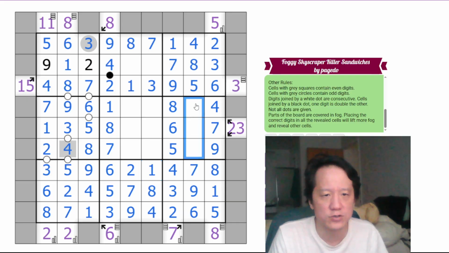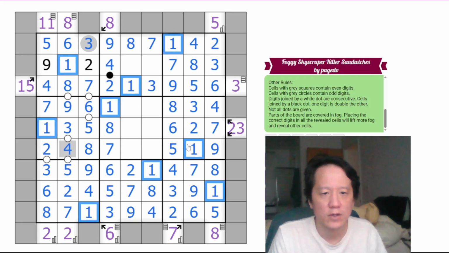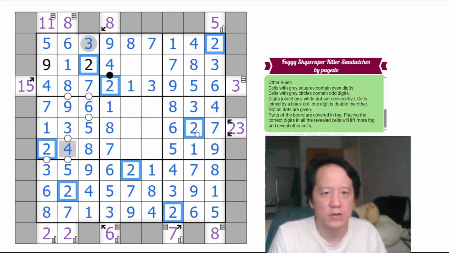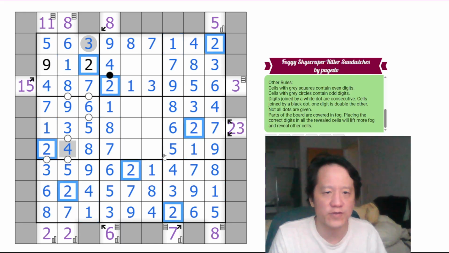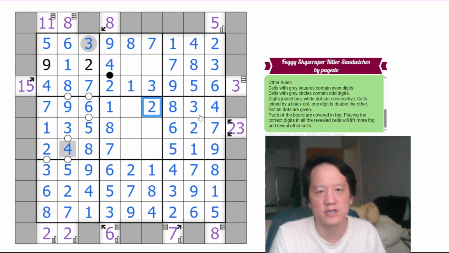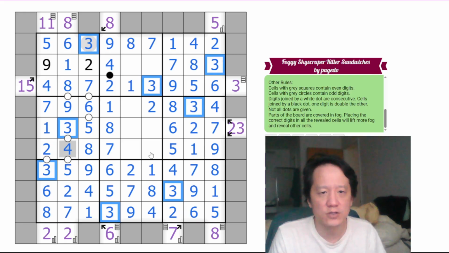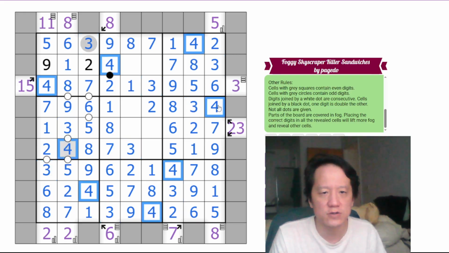We now just do normal Sudoku. We have 1, 2, and 3 left in column 8. This can't be 1 or 3, so this is 2. This can't be 1 or 2, so this is 3, which makes that 1. Actually, let's do 1s. We have 9 1s, so that's fine. We have 8 2s. We know where the last 2 has to be. It has to be here. We have 8 3s. The last 3 has to be here.